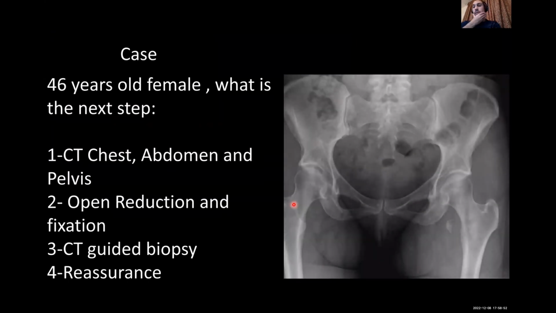This is the next case. What do you think? Avulsion of the lesser trochanter. What is the next step? CT chest, abdomen, pelvis, open reduction, CT-guided biopsy, reassurance. Okay, great.